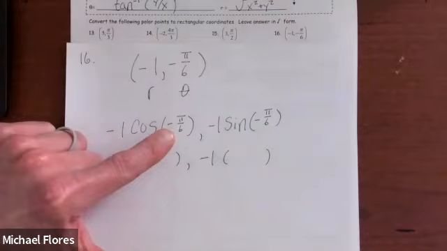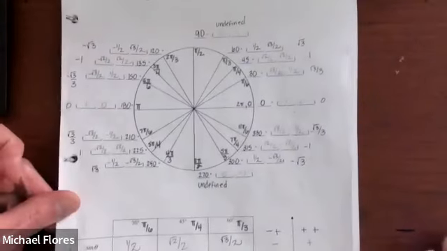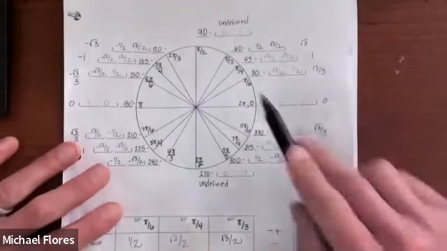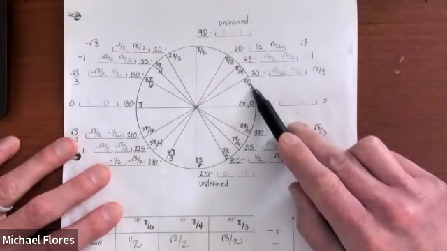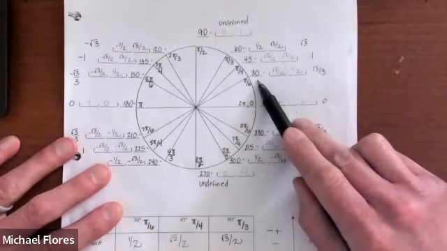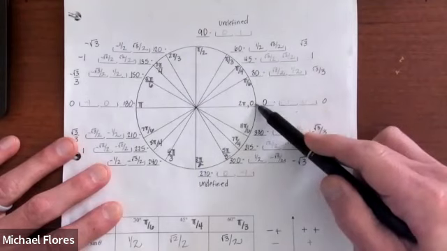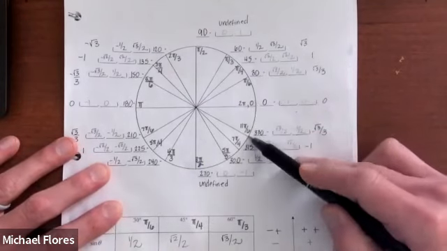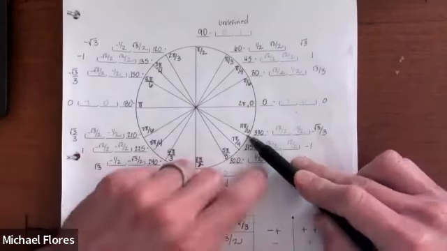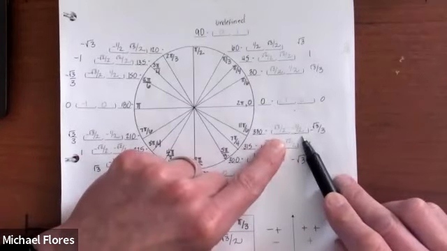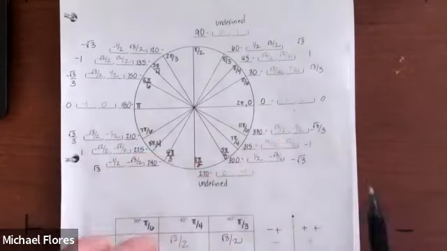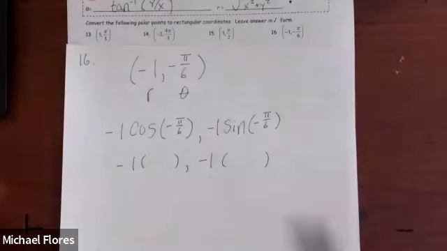Now -pi/6. I'm going to give you a unit circle so that you can see this. Here's where regular pi/6 is. That's a rotation of 30 degrees from the positive x-axis. So if we're going to do -pi/6, we have to rotate -30 degrees, which is here. So this is our cosine and our sine values. We have a cosine value of √3/2 and a sine value of -1/2. So that's what I would substitute in parentheses.